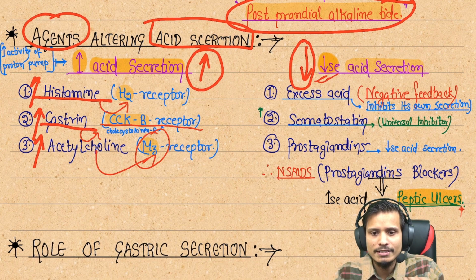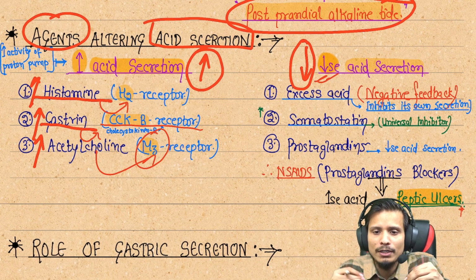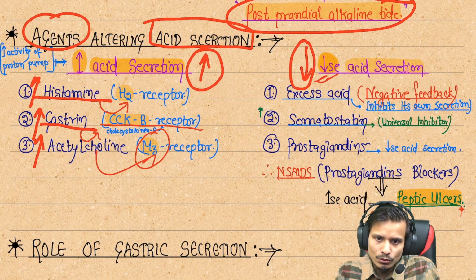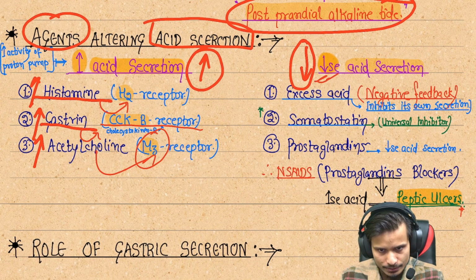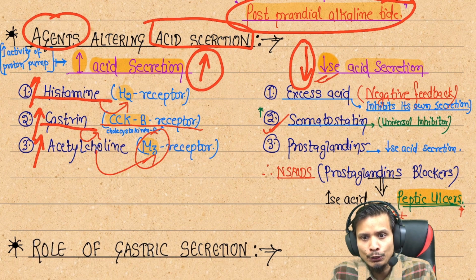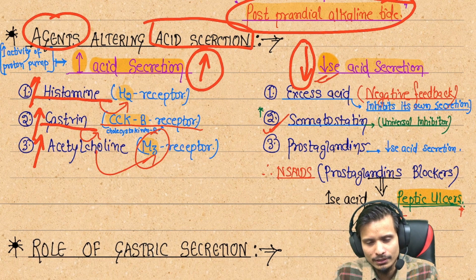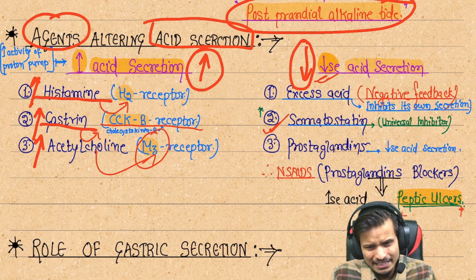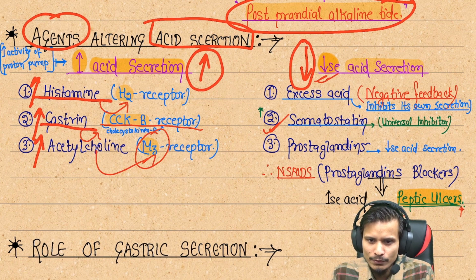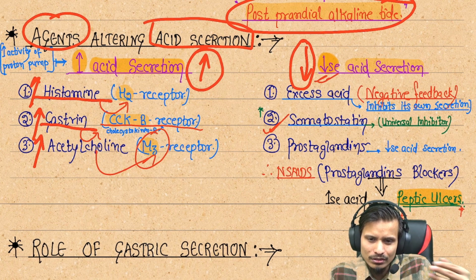So inhibiting itself is called negative feedback to yourself. So the stomach is sending negative feedback to itself, so no more acid is going to be produced. Next point we can see is somatostatin. Somatostatin is the universal inhibitor, as we know from the basics. They are going to inhibit all the time, mostly.